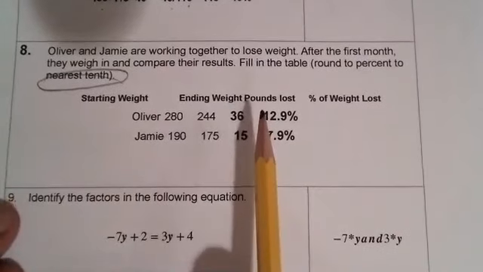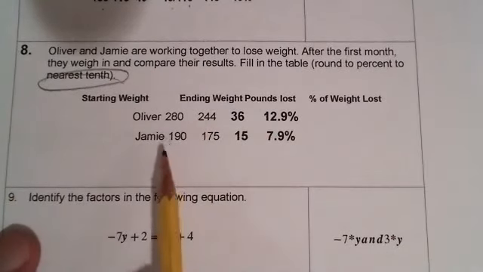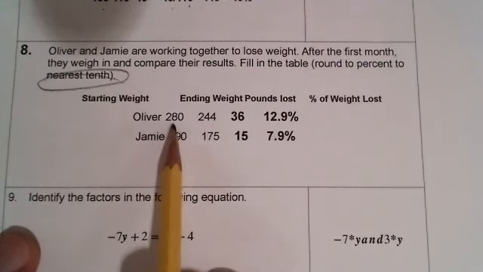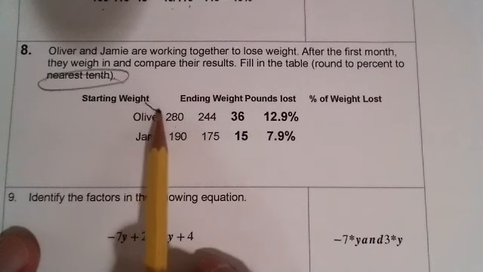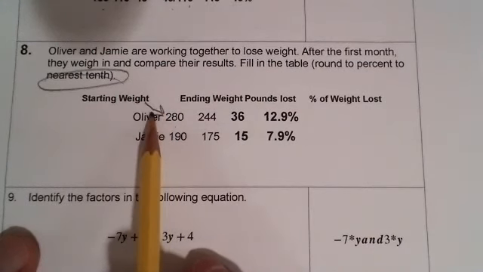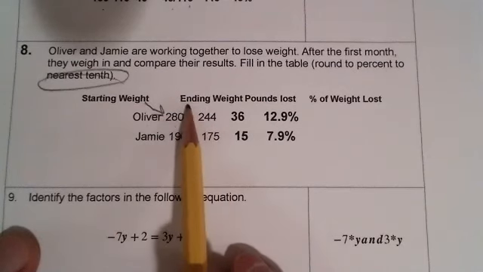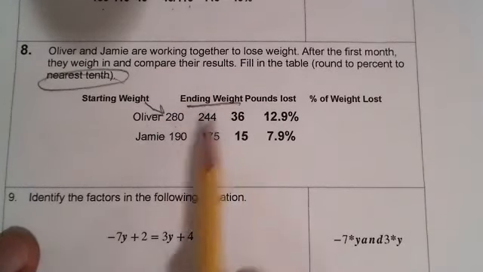All right, so what they gave you, what you're going to see on the exam, is that Oliver weighed 280 pounds at the start. This is kind of his starting weight. I apologize that this kind of went off kilter here. And Jamie weighed 190, okay? Their ending weight, at the end of this thing, Oliver weighed 244 and Jamie weighed 175.